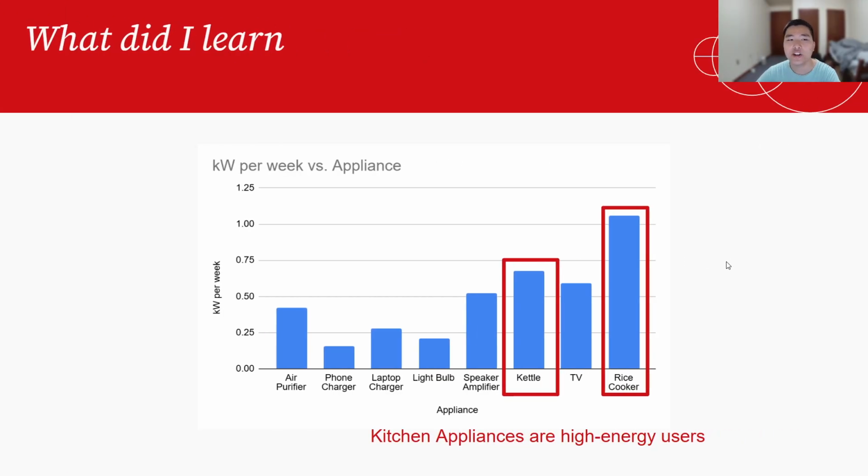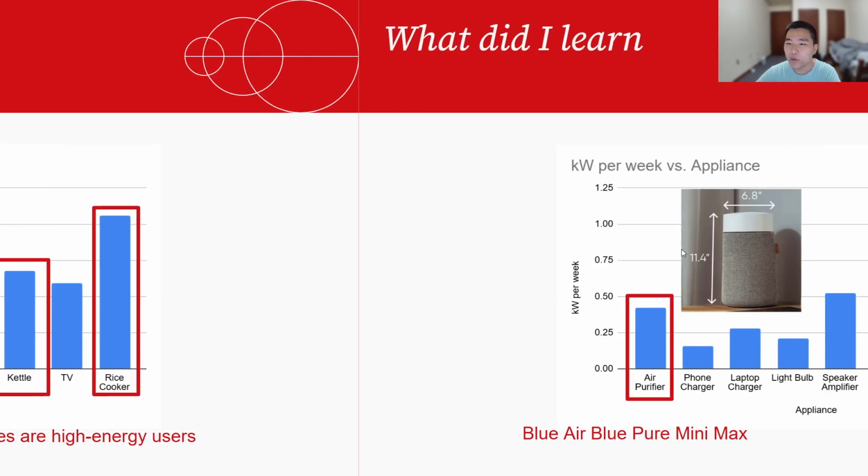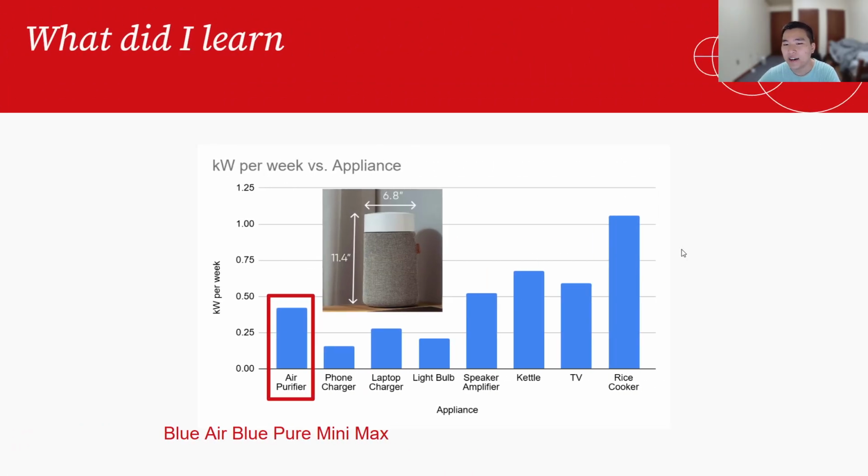With this chart, what I learned is that the kitchen appliances are the high energy users, which makes sense because they heat up the food I'm going to eat. But what surprised me is that my air purifier also takes up a lot of energy, although it's a pretty small one, as you can see in the picture.